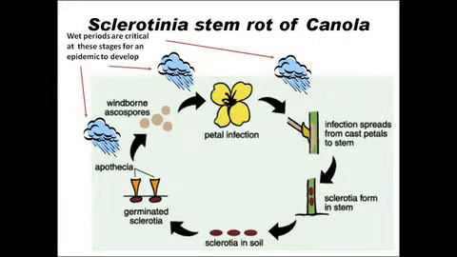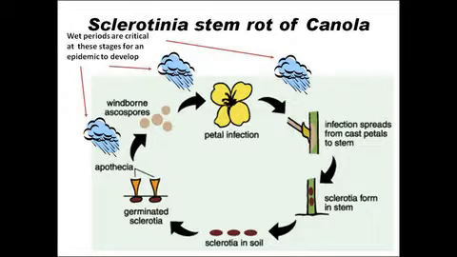This is the life cycle for Sclerotinia. It starts its life as a sclerotia, which looks like a little black rat turd, and it survives in the soil, and can survive for 8-10 years in the soil. When conditions are right, it germinates, produces a little mushroom which produces spores. The spores are wind-blown, they land on the petals, and they just stay on the petals.